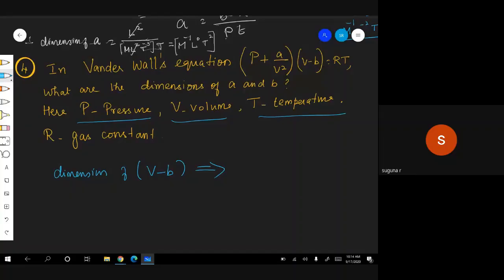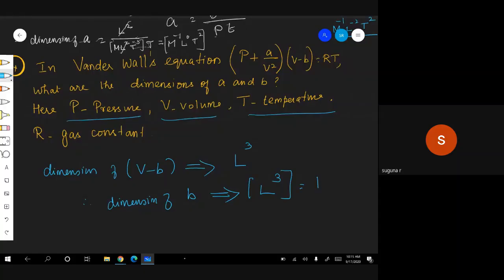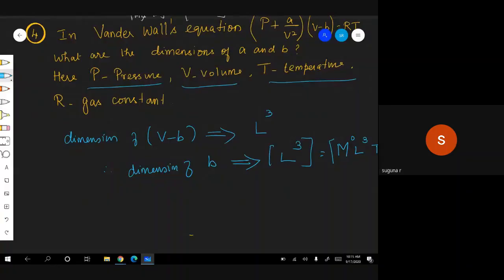L cube. Therefore, is it clear? L cube. Therefore, what is the dimension of B? B is equal to L cube. The dimension of B is L cube. Are you following? So very easily you have M power 0, L cube, T power 0. Correct?